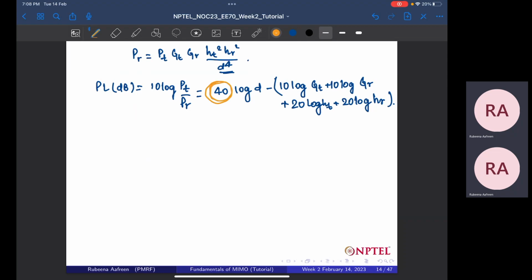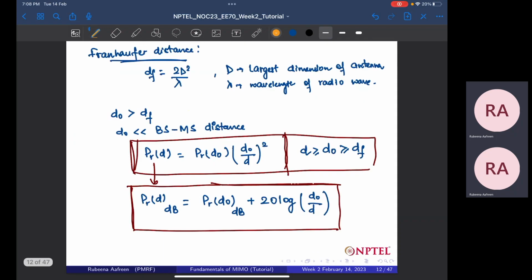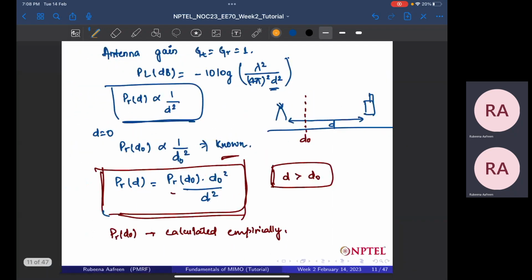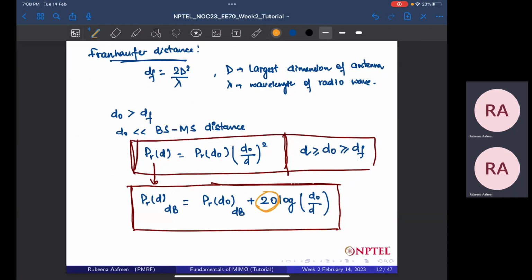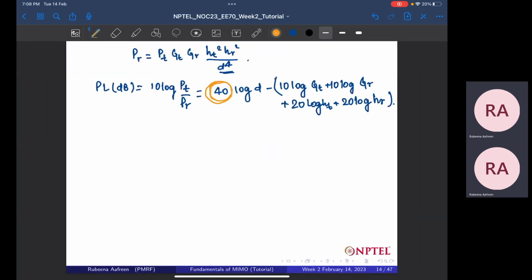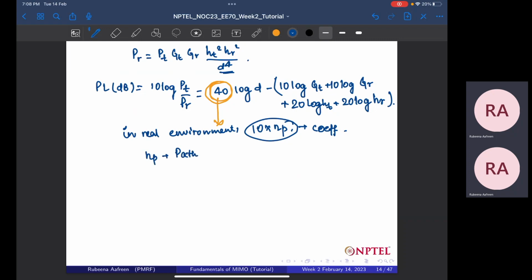Here we can see this is 40 log D. In the LOS model, this is 20 log D. So one reflection component we added and it went to 40 log D. So in real environment, we can see that this is actually 10 into NP is the coefficient, where NP is the path loss exponent.